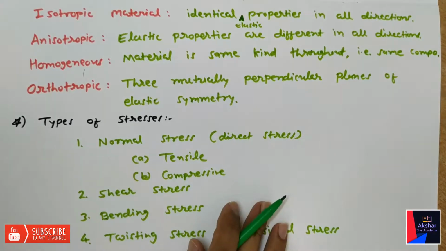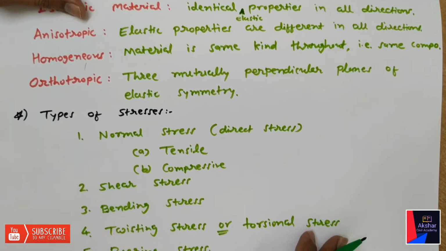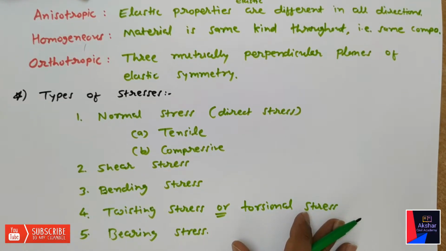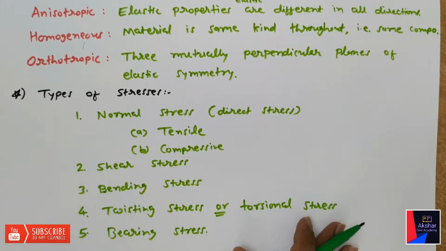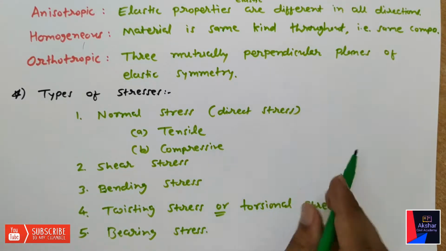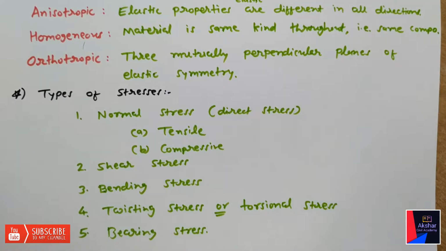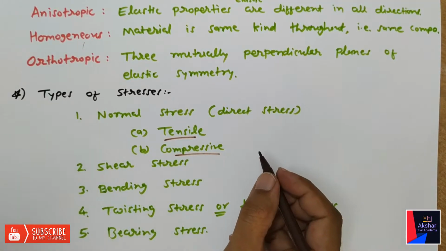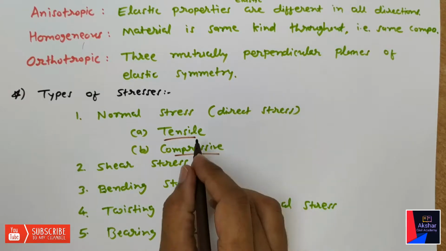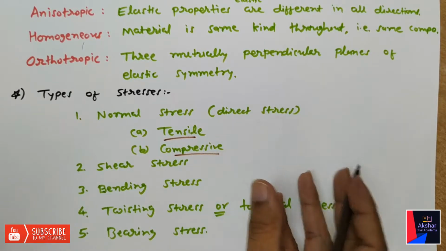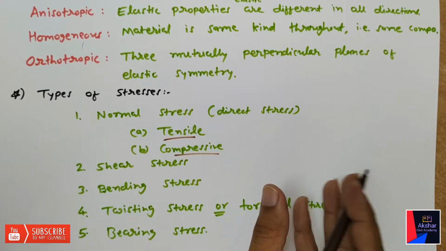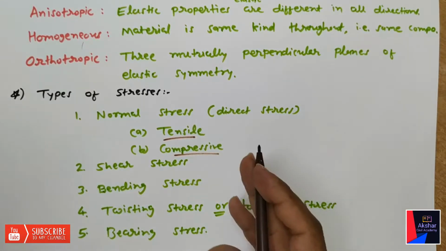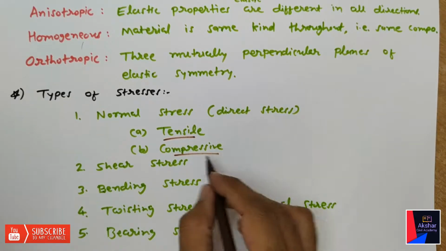Now let us discuss types of stresses. The first is normal stress. Normal stress is also called direct stress. There may be two types of normal stresses, tensile and compressive stress, corresponding to the force applied. If a tensile force is applied, the corresponding stress is tensile stress and the corresponding strain is also tensile strain. It all depends on the force applied.